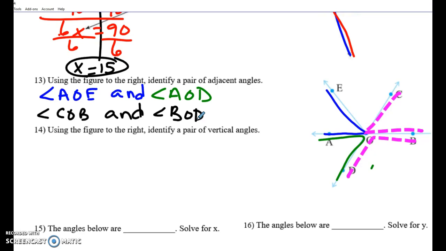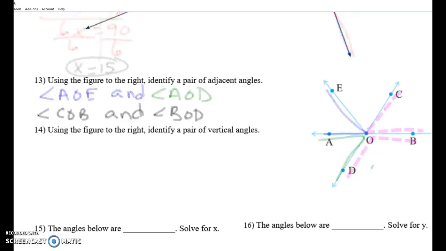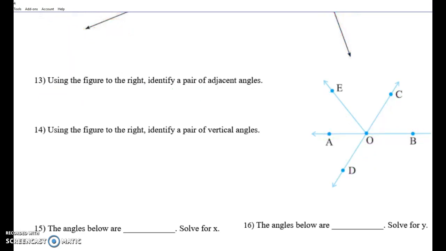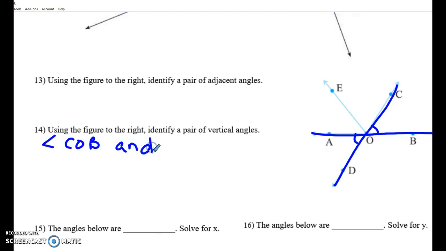All right, now let's try example 14. This time it asked me to identify a pair of vertical angles. Remember, vertical angles are formed by intersecting lines. So that's two pair of straight lines. And they are directly across from each other and they share a vertex. So these two angles are vertical. I have angle COB and angle AOD.